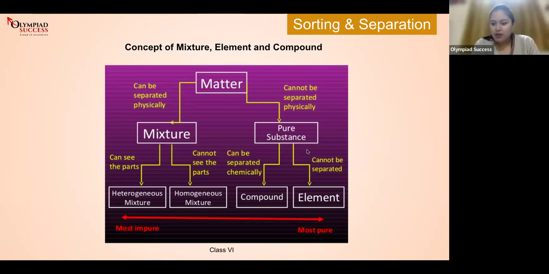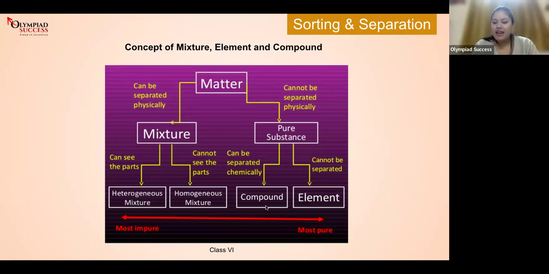NaCl is a compound because it is made up of two or more elements. So compounds again cannot be separated out physically. They can only be separated out chemically. That means if I have H2O, which is water, and I start heating it up, it will not break into hydrogen and oxygen, right? It will remain water only. It will simply convert into vapor form.